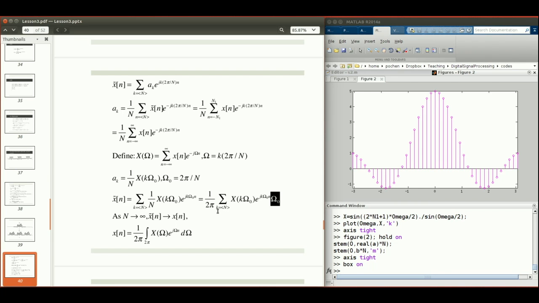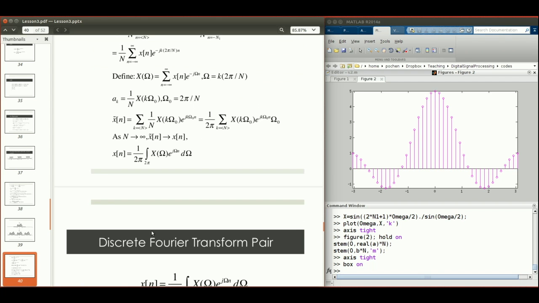Which effectively becomes this 2 pi, this one period. And then k times omega 0 becomes a continuous sample of big omega. E to the jk omega 0 becomes e to the j omega, and then omega 0 can be replaced with d omega. So now we have recovered something that's actually the synthesis equation for an aperiodic sequence.